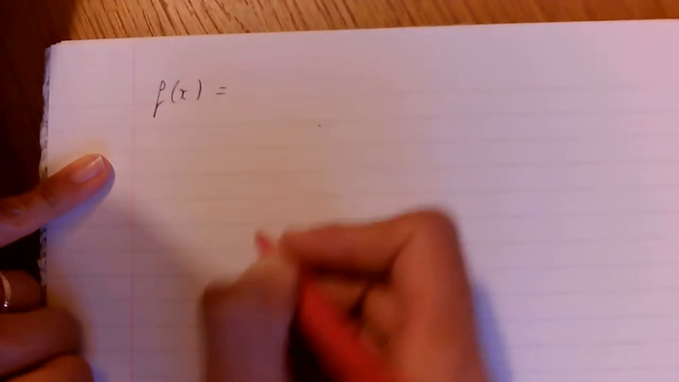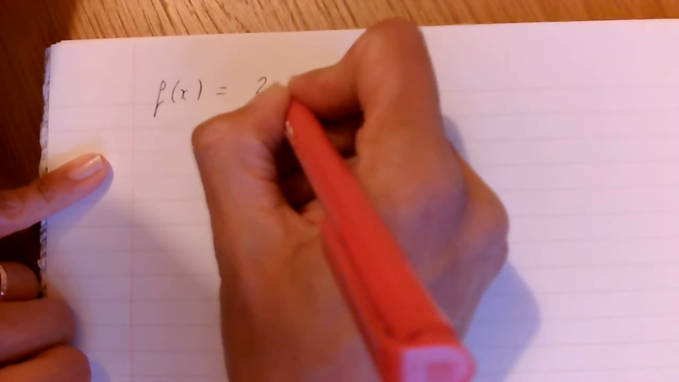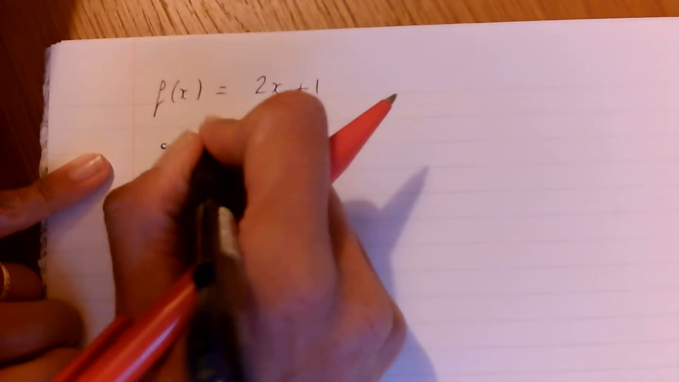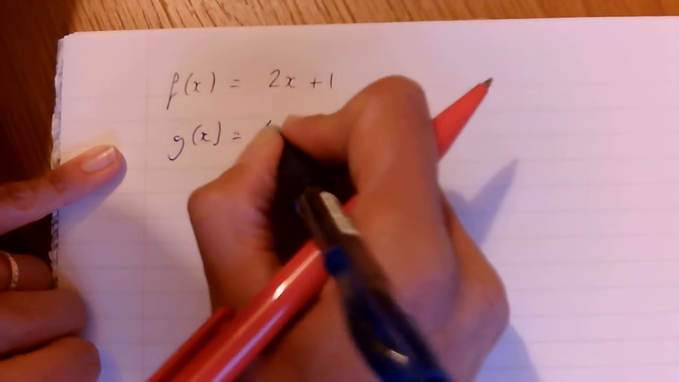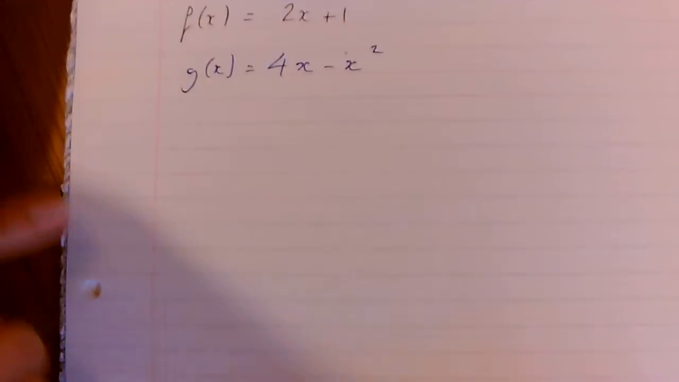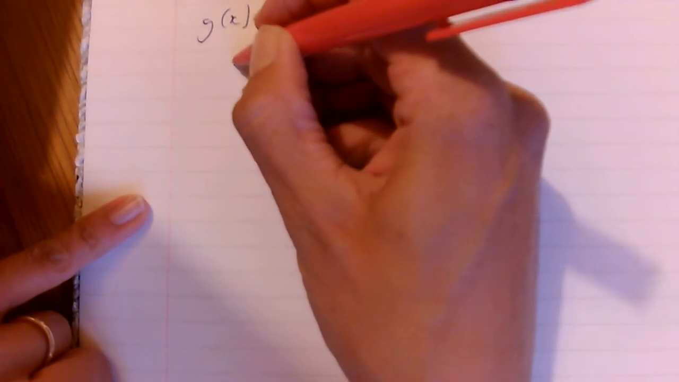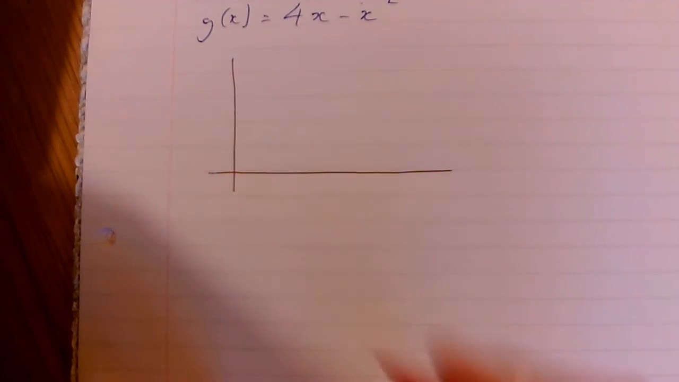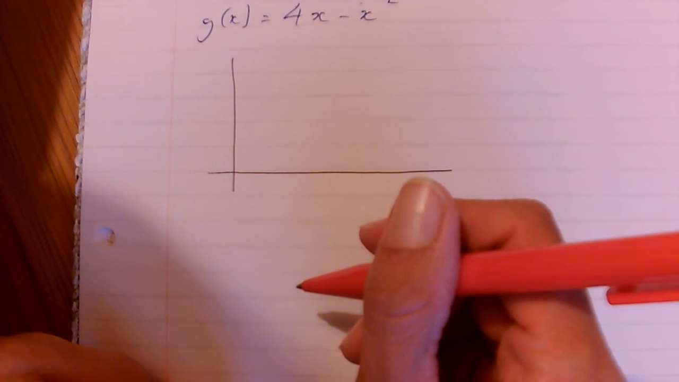Let me just get myself a nice new piece of paper, and we are going to do that f of x is equal to 2x plus 1, and then I'm going to have that g of x is equal to 4x minus x squared, and then drawing the graph, which I did on Desmos this evening because my calculator's upstairs out of the way.